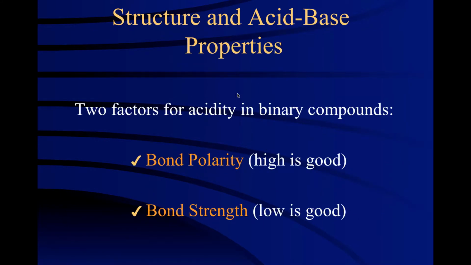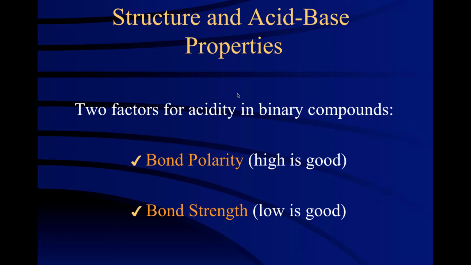We saw this before in the table. You want a very, very polar bond, because a very, very polar bond means it's super easy to lose that hydrogen ion. So you want something that's super, super polar. Very, very polar is good. And you want a very, very weak bond strength.